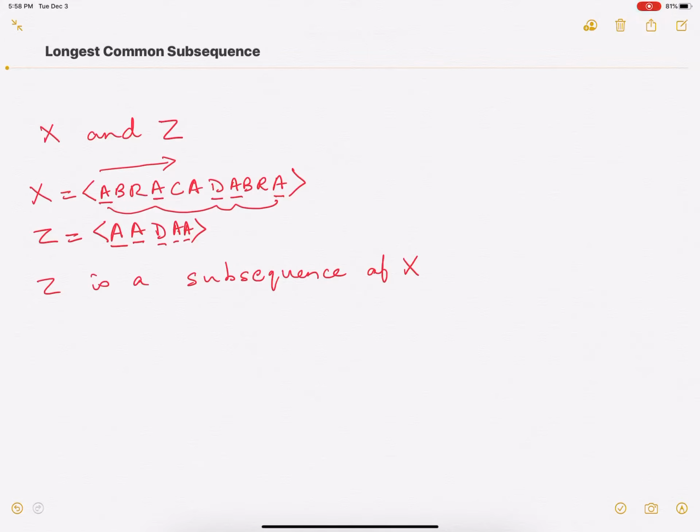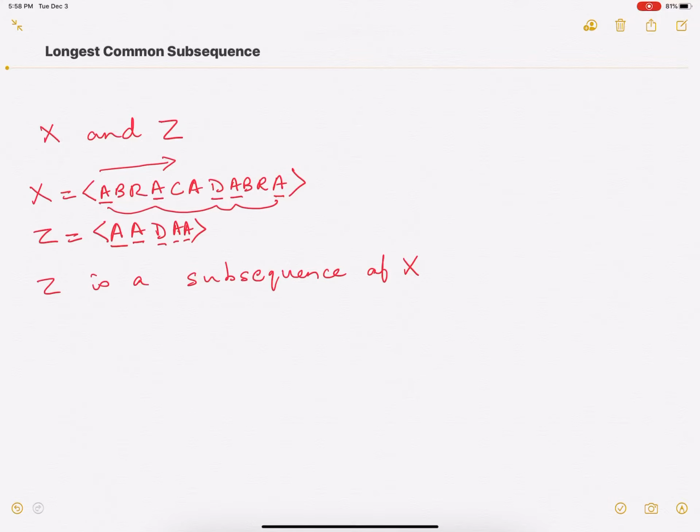Another thing that you would have noticed is they need not be contiguous. There's an a, then we have excluded the b r, then we have picked the next a, and so on and so forth. This is what is called a subsequence of another string. So Z is a subsequence of X because Z occurs in X. If you remove some characters, you'll get that subsequence.